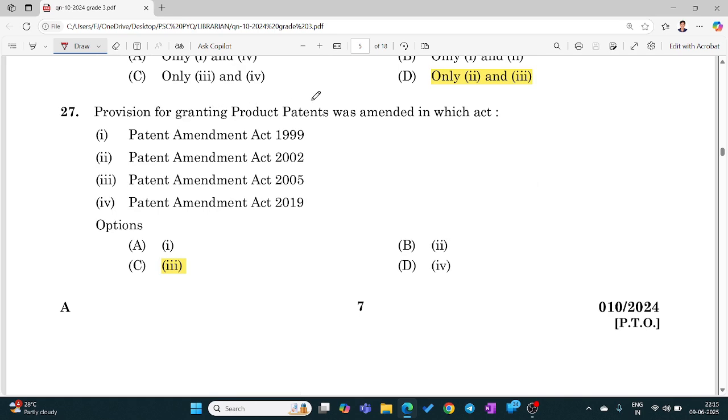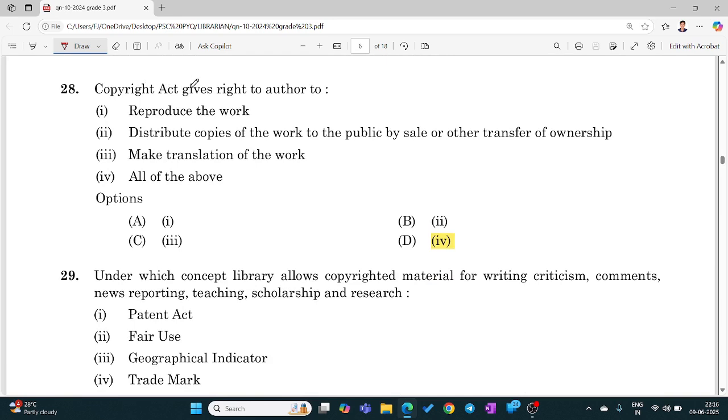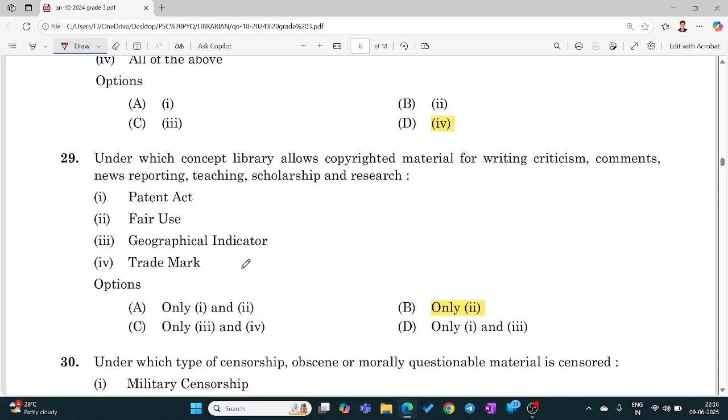Provision for granting product patents was enabled in which act? Patent Amendment Act of 2005. The Copyright Act gives a right to the author to reproduce the work, distribute copies of the work to the public by sale or other transfer of ownership, and make translations of the work. So all are correct answers. So option D is the right answer.